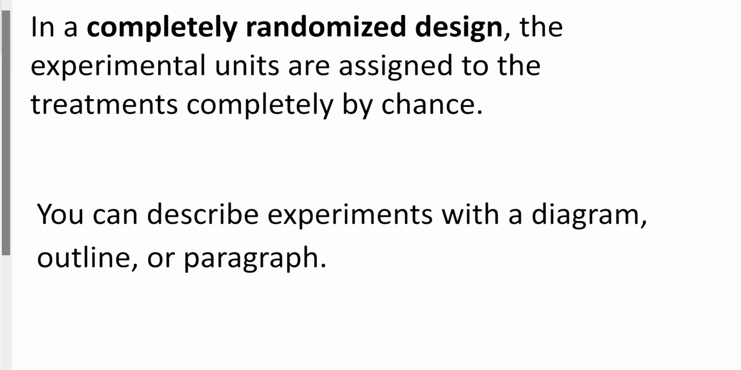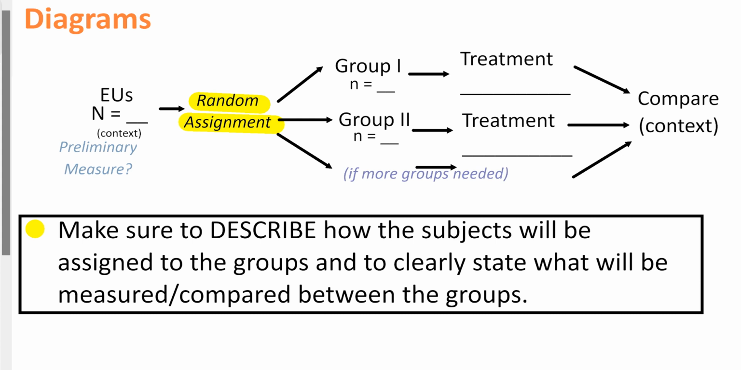You can describe experiments with a diagram. You can describe experiments with an outline. You can describe them with a paragraph, but we're going to talk about those key parts that you need now. Okay? I'm going to start with a diagram just because I will tend to use a diagram, and it's going to generally look like something like this. It's a little funky for right now, but these are the things that are going to be essential to making your diagram of an experiment.